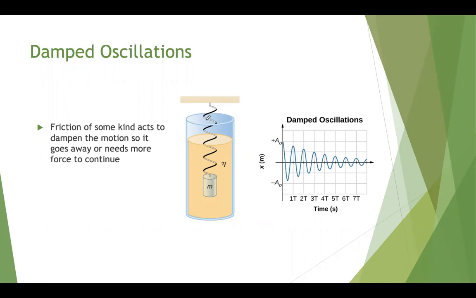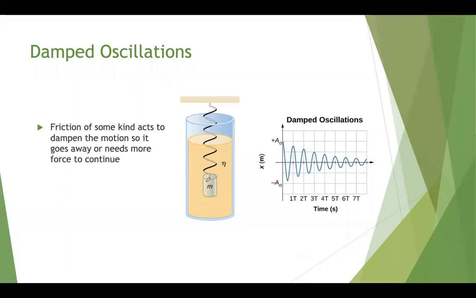So what happens is, let's look at the guitar string that we talked about earlier. You pluck it and it'll oscillate for a while, but then it eventually goes away. That's because we have some sort of friction that's acting on it. In this case, we have some object suspended in some kind of liquid on a spring. And again, over time, it will go back to its equilibrium position.